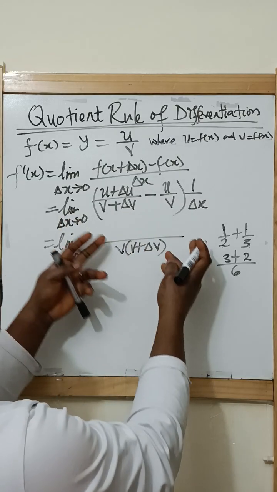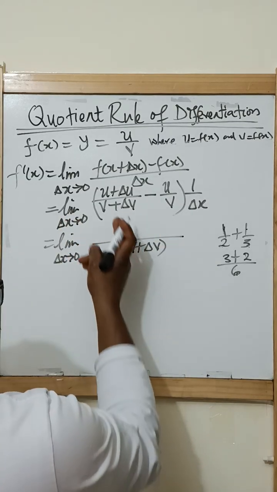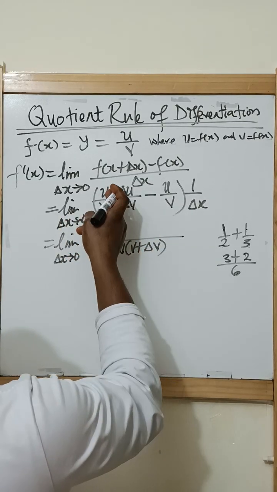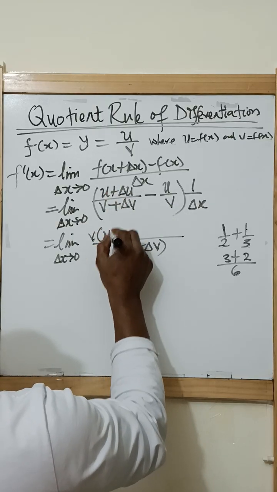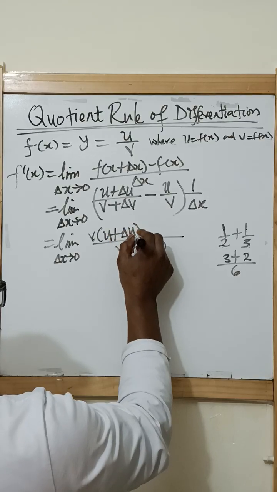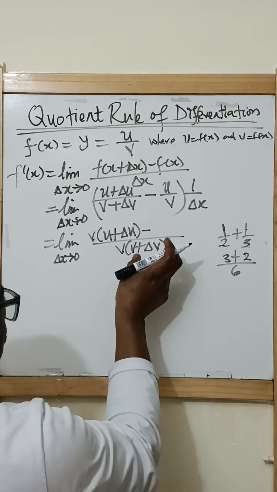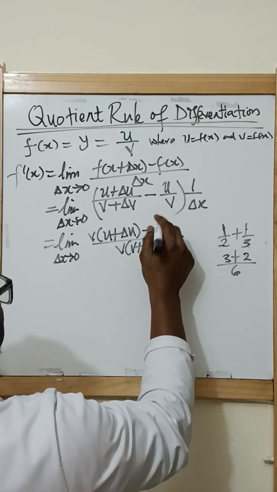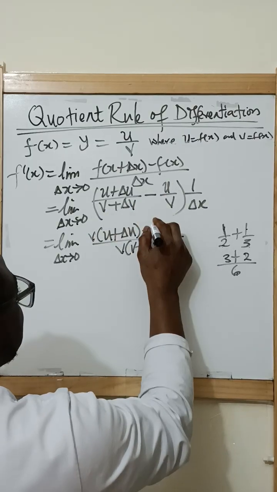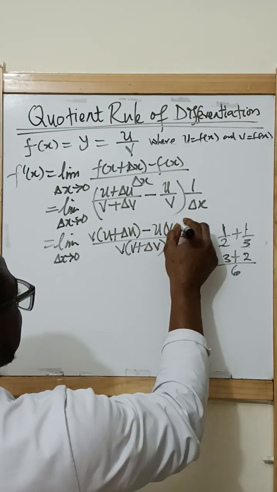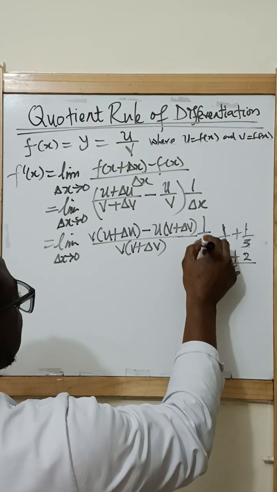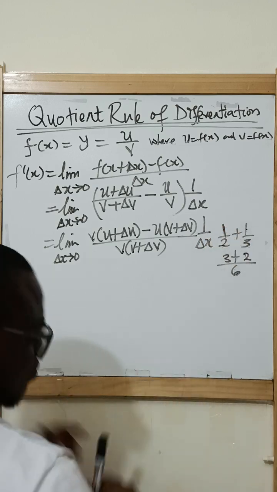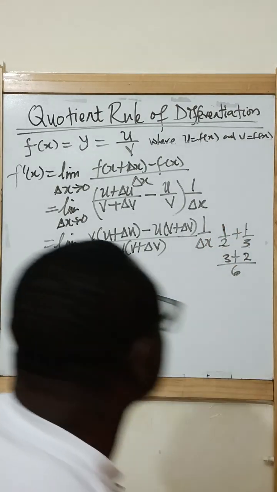We are doing the same thing here. The denominator will be v times v plus delta v. Then it's like using v to multiply this: v into u plus delta u, minus, using this one to multiply this, u into v plus delta v. And all over delta x. So that's what we are doing there.